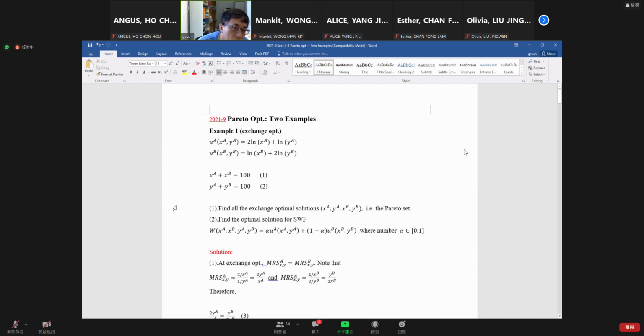And now let's look at the first example. This example is only about exchange. And here we have again two persons, Alice, the girl, and the boy, Bob. And this is the utility function. So here, before we move to the next line, you should have some good understanding in economics about this kind of utility function.